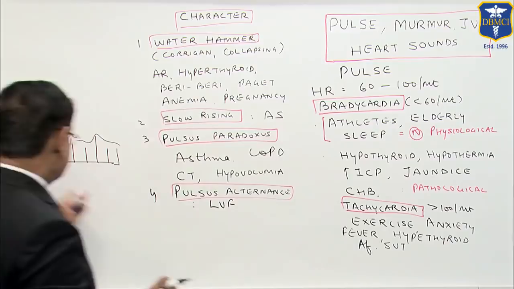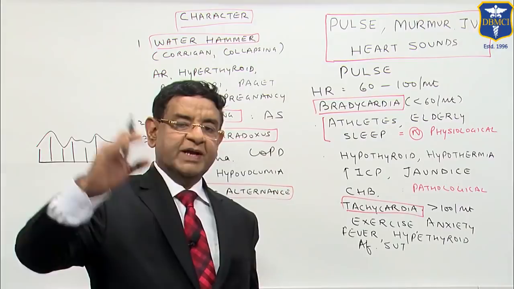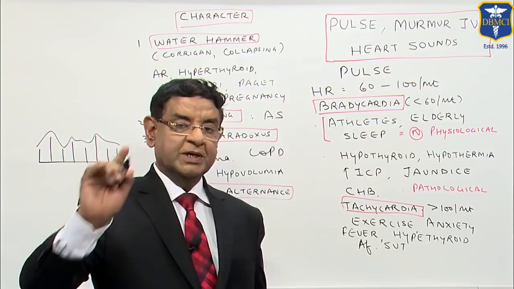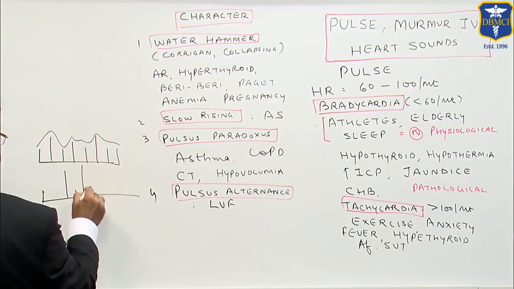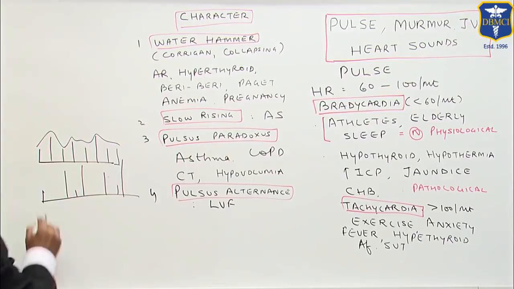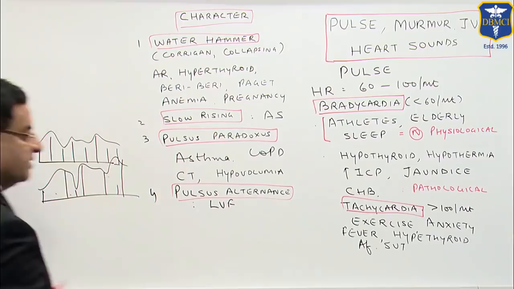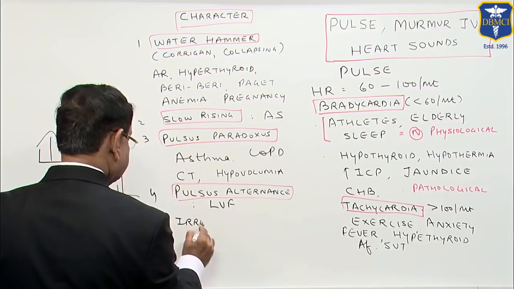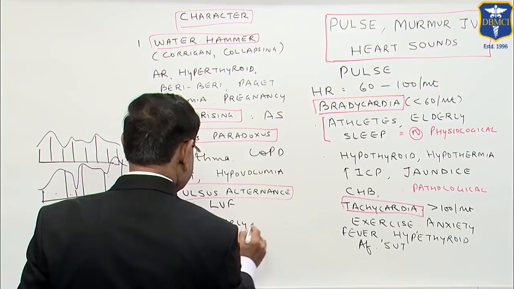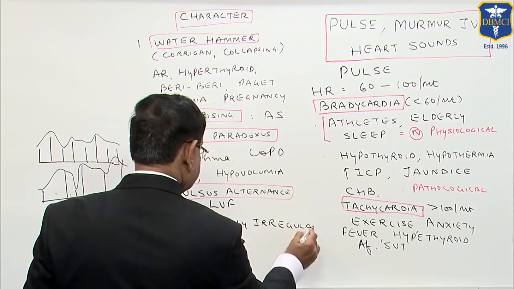Remember, here the rhythm is also regular. The same varying volume of the pulse we see in atrial fibrillation also, but there the rhythm is not normal. What will happen in AF? Let's see, like this. What you are seeing is varying volume, and the rhythm is also irregular. So what we call an irregularly irregular pulse is seen in atrial fibrillation.